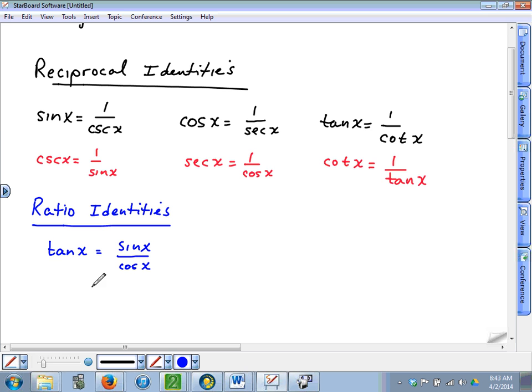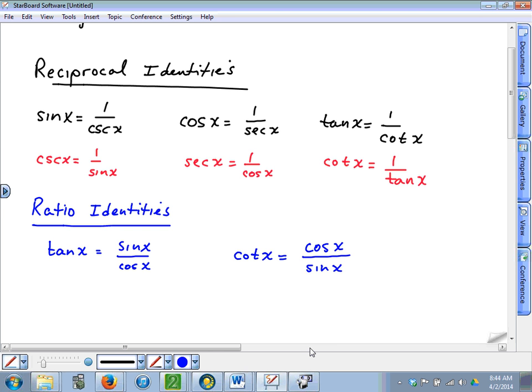Now, just an explanation of why the tangent of x is equal to sine of x over cosine of x. Think about the unit circle definitions. What was the definition of tangent on the unit circle? Y over x. Sine is y, cosine is x. You see that? So the other one is the cotangent. What's the definition of cotangent on the unit circle? X over y. So then the ratio identity would be cosine of x over sine of x.